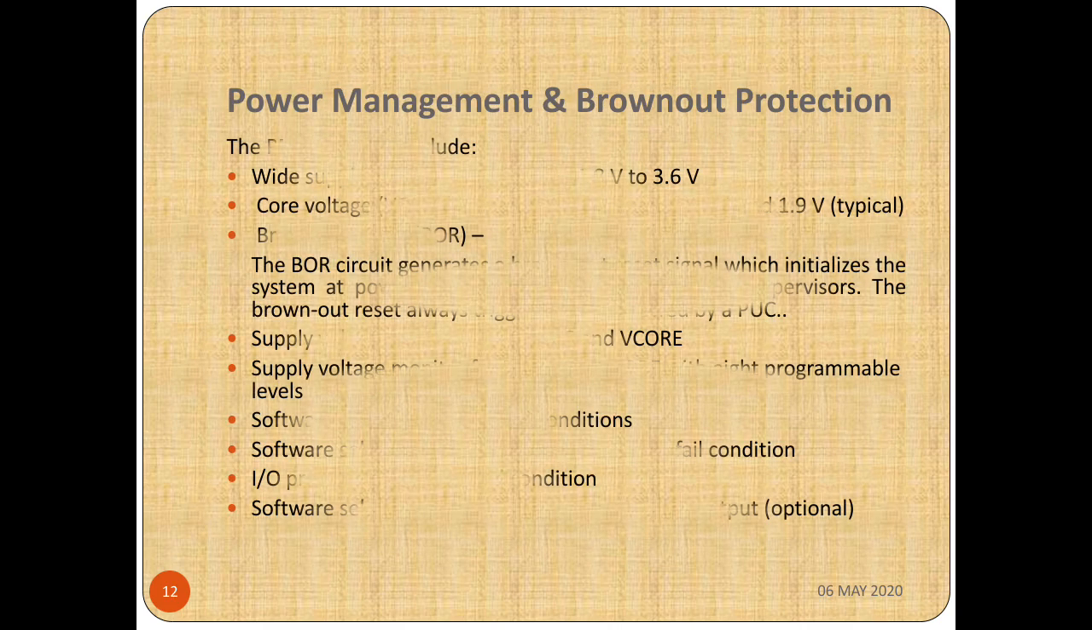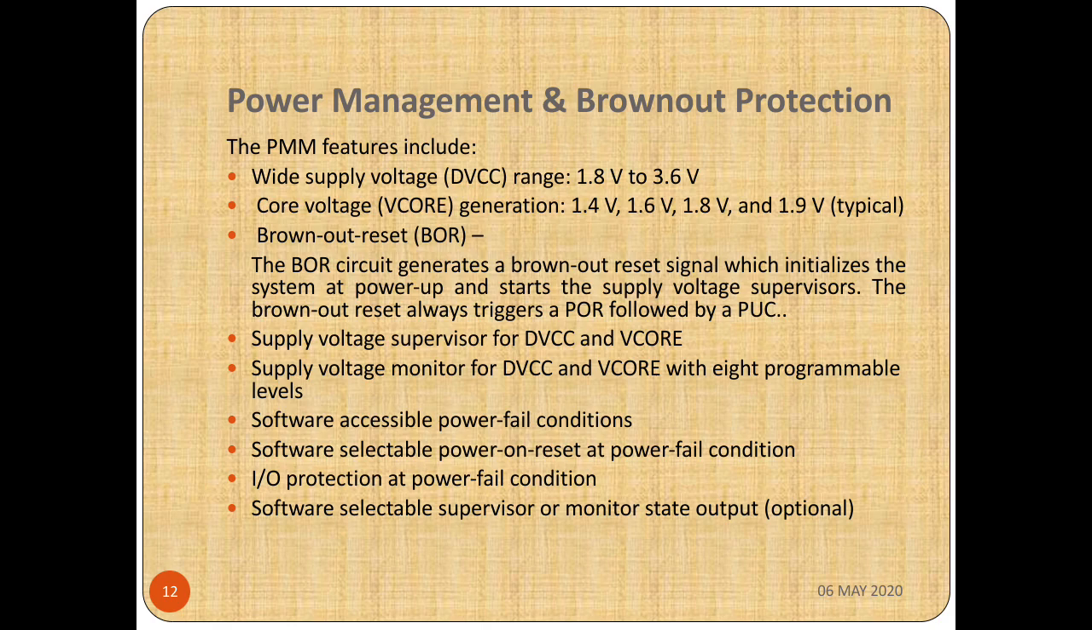And here we have brownout reset. The brownout reset circuit generates the brownout reset signal, which initializes the system at power up and supports supply voltage supervision. We have software to access power fail conditions, power on reset conditions, and IO protection and power fail conditions. A software selectable supervisor or monitor state output is also provided by the power management system.